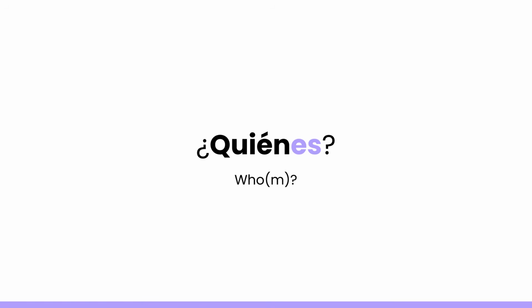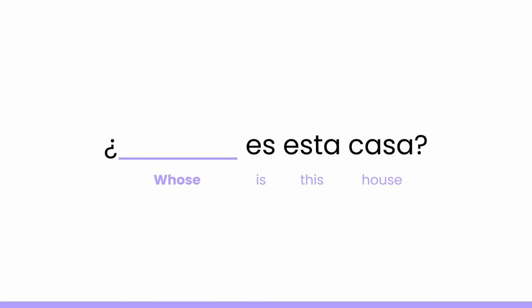Alright, so quién, who, or quiénes if we're talking about plural. We can also say de quién. ¿De quién? And the word de means of or from. So of who or from who, which in English we translate to whose. ¿De quién? So for example, whose is this house? Whose house is this? ¿De quién es esta casa?